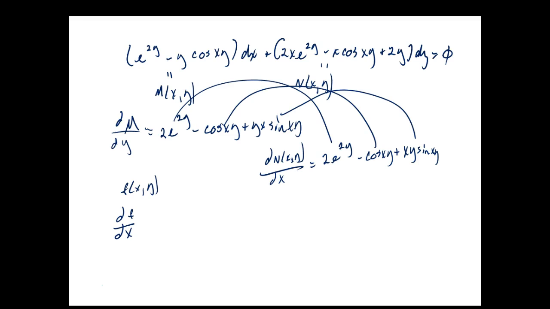Okay? So the way to do that is f would then be the integral of M. So you have to integrate this, let me write it down, e to the 2y minus y cosine xy dx. Okay?